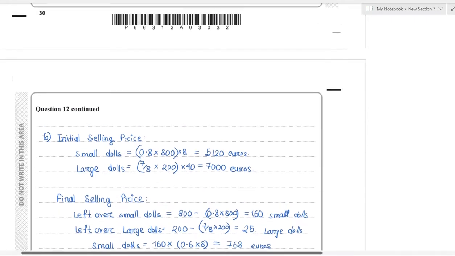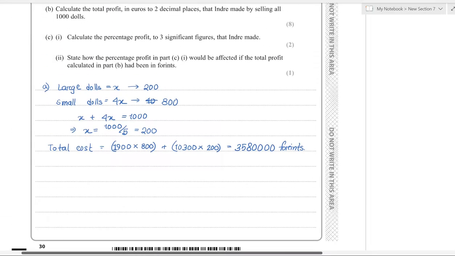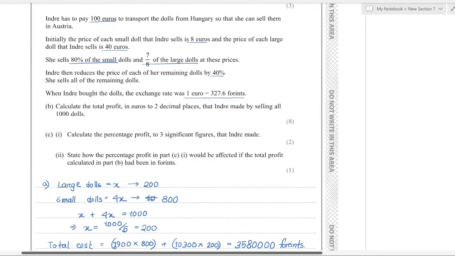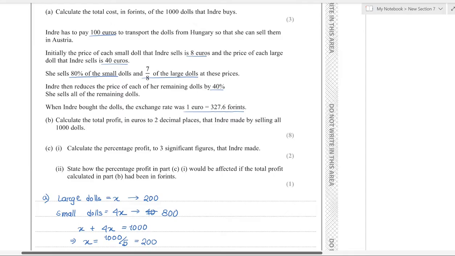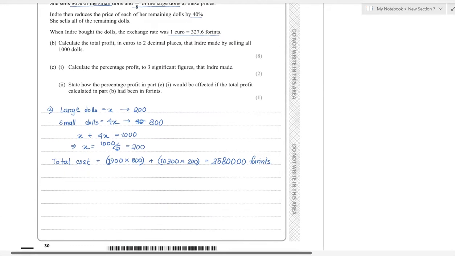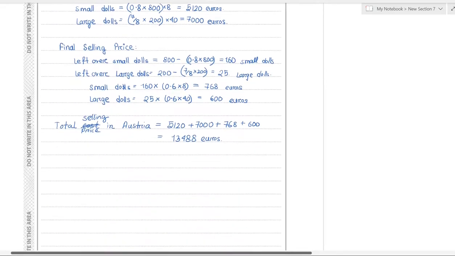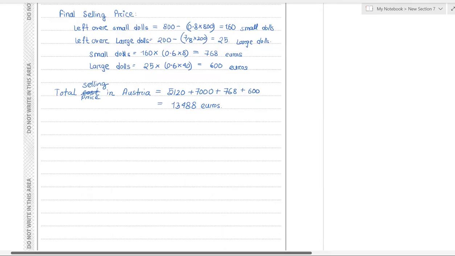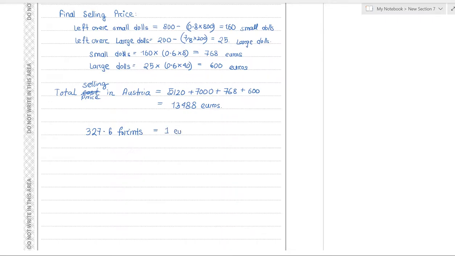Now the cost price was in Hungarian forints. The cost price was 358,000 forints, plus it took 100 euros to transport the dolls from Hungary to Austria, right? So we have to add that to our cost price too. So we need to first find the conversion of these 358,000 forints to euro, as we need to keep our answer in euros. First, the conversion rate was given as 327.6 forints equal to 1 euro.